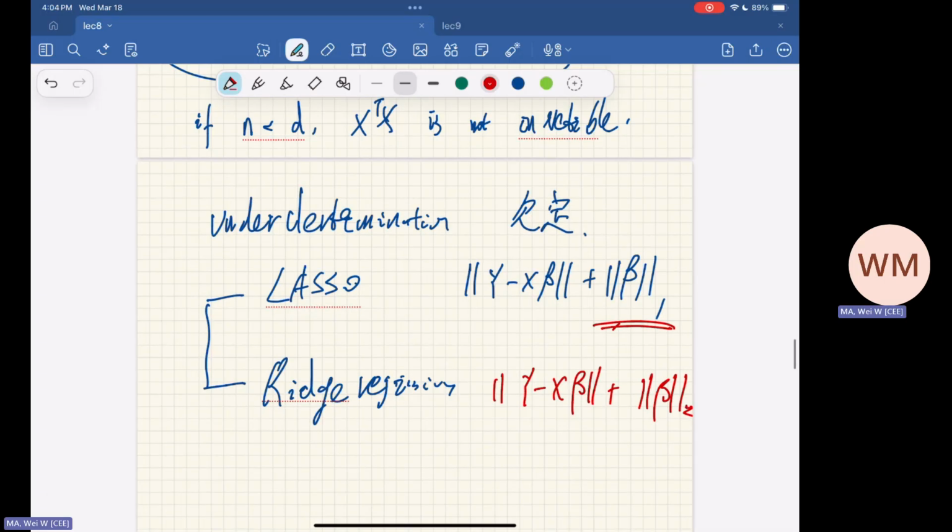This gives you the ridge. These are the lasso regression and ridge regression. Those two are very useful when your data dimension is very high, even higher than the number of data. That's why these are very useful for bioinformatics.